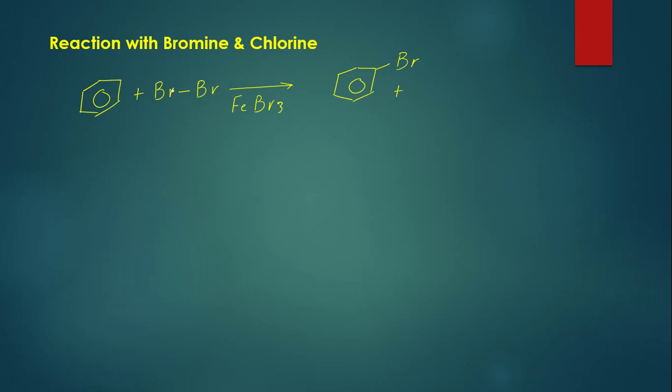Actually, we know bromine is a non-polar molecule. It's not a polar molecule. How is bromine converted into a strong electrophile? So the mechanism of this reaction is this. This is the bond of bromine, Br2, and these are the electrons of this bromine, and these are the electrons of this bromine, and we are reacting this with FeBr3.